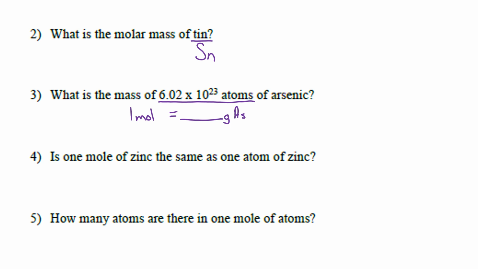Looking down, it says, is 1 mole of zinc the same as 1 atom of zinc? No. How many atoms is it? 1 mole of zinc equals that. And then looking at the bottom one, how many atoms are there in 1 mole of atoms? 6.022 times 10 to the 23rd, Avogadro's number.